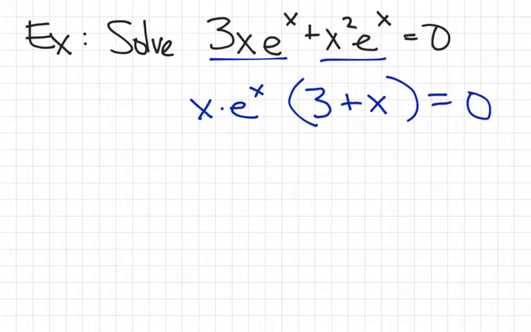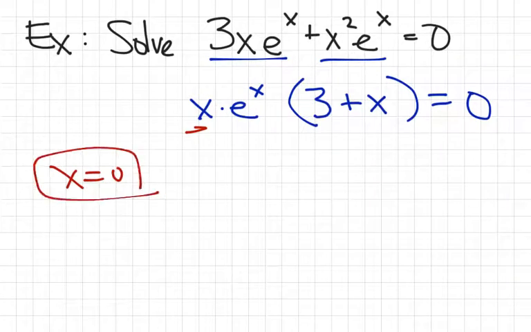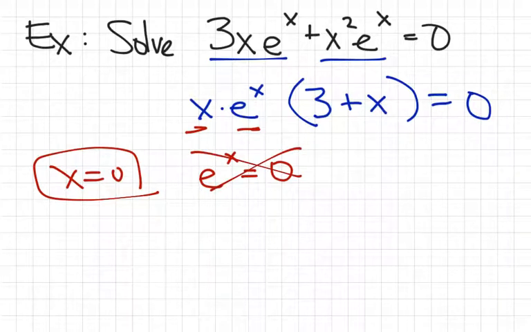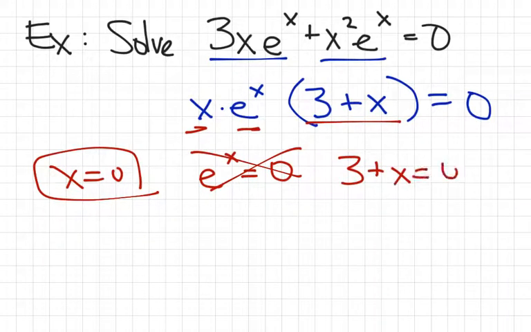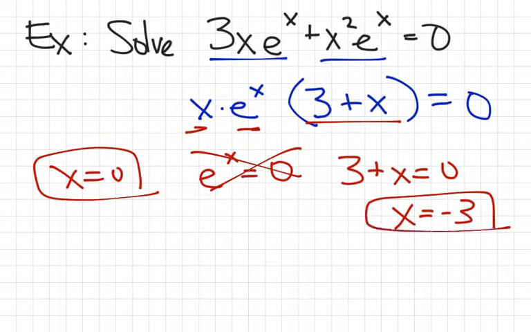Now I can use the zero product property to finish solving for x. First I'm going to take x and set it equal to 0, so that's one of the solutions. Then I'm going to do e to the x equals 0, which can't happen because you can't raise e to a power and ever get 0. If you raise e to the 0 power, you just get 1. And then we set 3 plus x equals 0, so x equals -3 is my other solution. If you had graphed this equation, you would have seen it hit the x-axis at two places: at 0 and at -3.